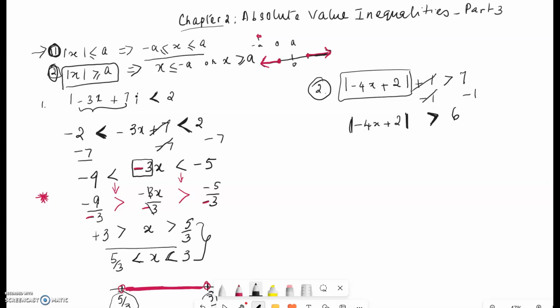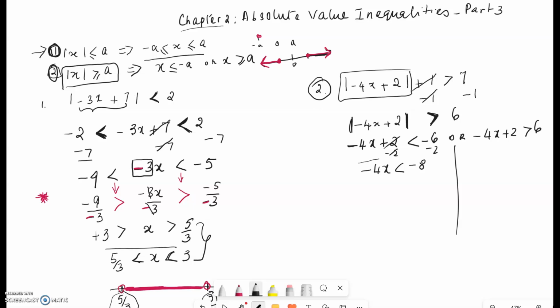So we can break this down into two inequalities. The quantity negative 4x plus 2 is less than negative 6, or the quantity negative 4x plus 2 is greater than 6. Now each inequality has to be solved. We subtract 2 on both sides. Remember, we want to get rid of everything except x. So negative 4x is less than negative 6 minus 2, which is negative 8.